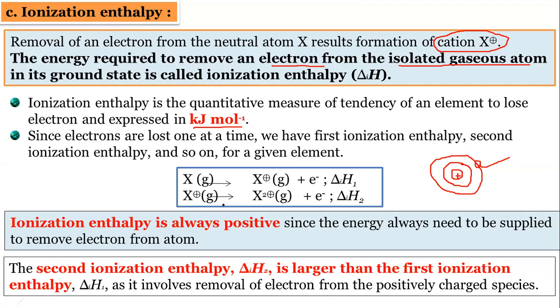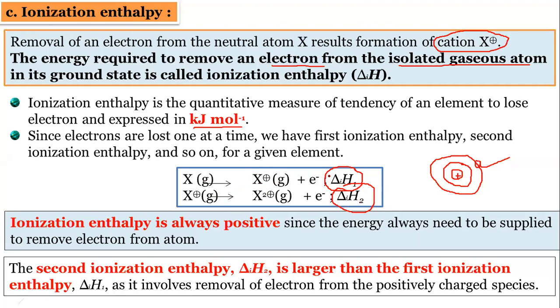Here X is any neutral atom. When an electron is removed from X, it becomes X plus, and this energy is delta I H1. This is the first ionization energy, because the first electron is removed. Now it becomes a cation. If you want to remove the second electron, it is called the second ionization energy, denoted with delta I H2. This H2 indicates the second ionization energy.